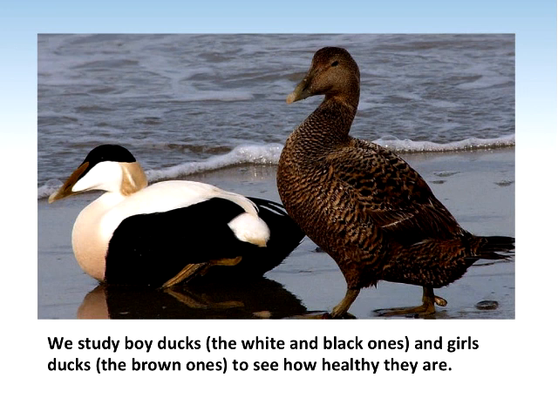So we study both boy ducks and girl ducks. You can see the boy ducks are black and white. They're very handsome. And the girl ducks are the brown ones. They're brown because they have nests that they want to hide from other predators like polar bears and birds like gulls. When the gulls and the bears find the nest, they like to eat the eggs just like we eat the eggs. This species of ducks are called common eiders, E-I-D-E-R-S, eiders.